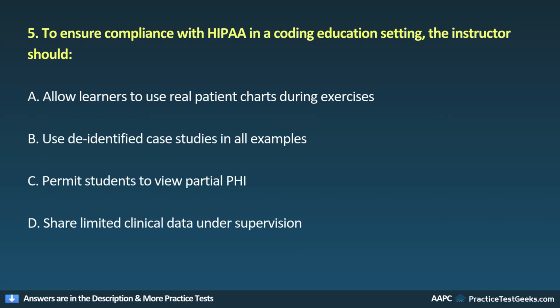5. To ensure compliance with HIPAA in a coding education setting, the instructor should A. Allow learners to use real patient charts during exercises. B. Use de-identified case studies in all examples. C. Permit students to view partial PHI. D. Share limited clinical data under supervision.